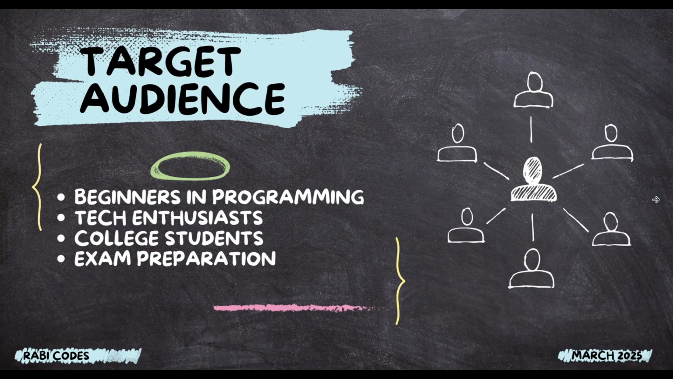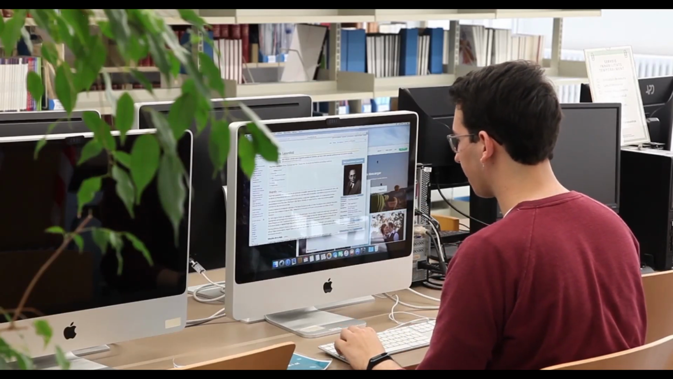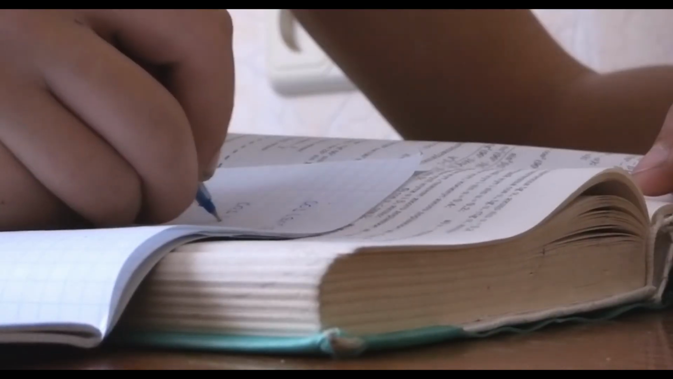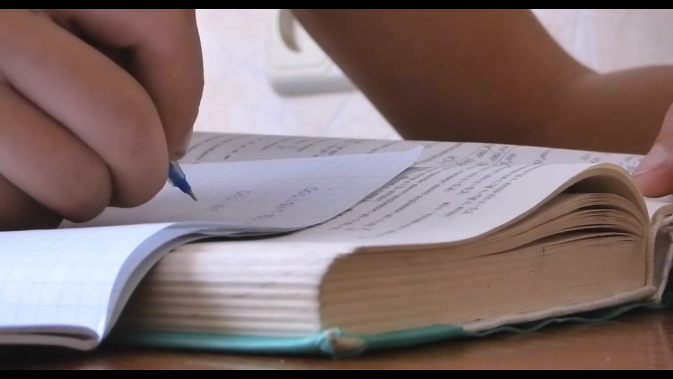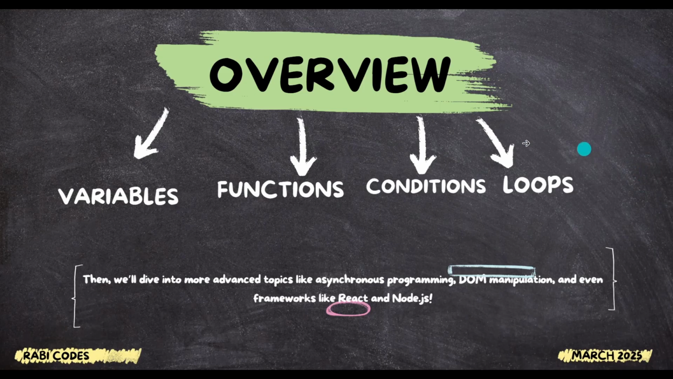JavaScript is used on both the server side and the client side of an application. Moving to our next slide, target audience. The target audiences are beginners in programming, those who are new to coding and want to start their journey; tech enthusiasts, people working in the tech industry looking to expand their skills; college-going students, pursuing technical or non-technical degrees and interested in programming; and exam preparation aspirants preparing for coding exams, placements, and competitive programming. I will give you a quick overview.